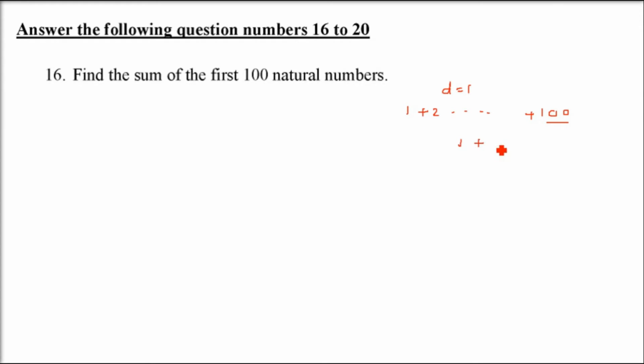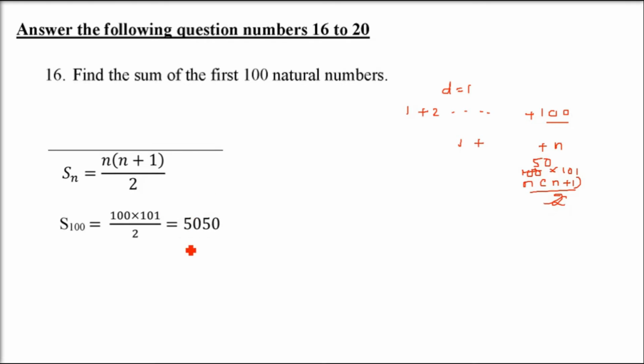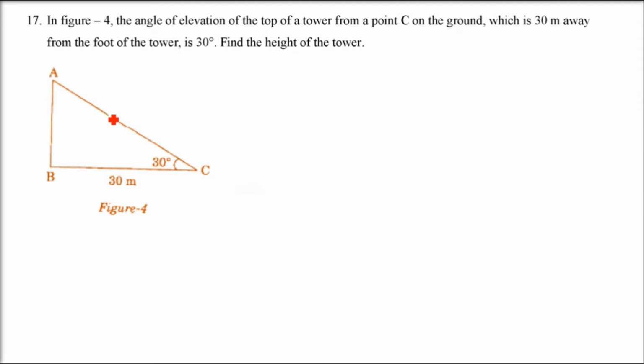From 1 to n, the summation of natural numbers would be n into n plus 1 by 2. So n you can use directly as 100. So 100 into 101 by 2, which is 50 into 101. So this will be 5050, the sum of the first 100 natural numbers.